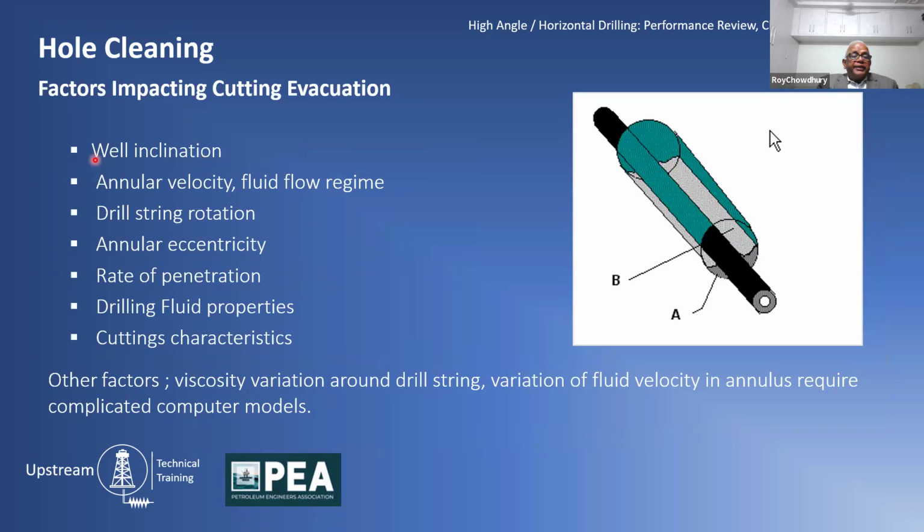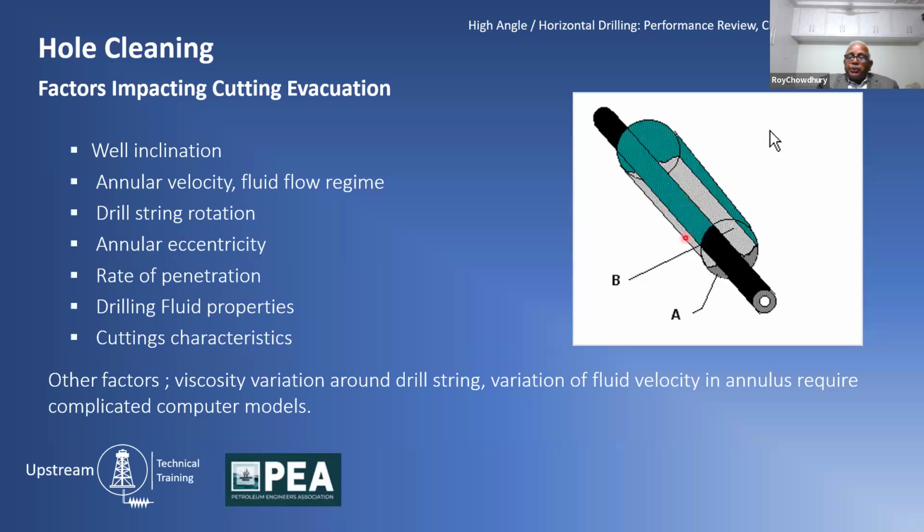Of course, inclination for sure. Remember on the slide earlier, we have said the higher the inclination is, cuttings tend to settle on the low side of the wellbore. This is what's happening here. Cuttings are settling in the low side of the wellbore. Annular velocity and flow regime. And what is the velocity in the annulus?